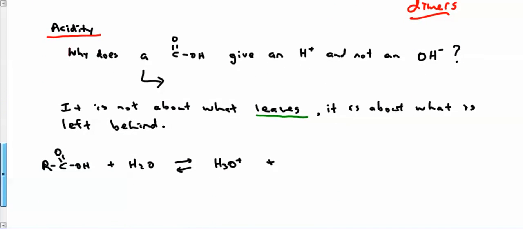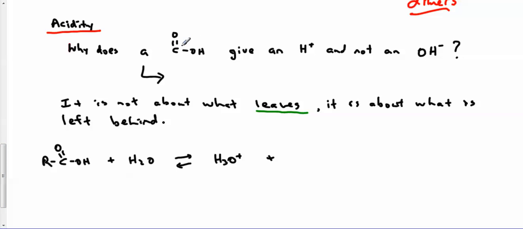Acidity. Why does a C double bond O bond OH give off this, and not the whole thing? Because often when we have molecules that have an OH in them, we immediately think that's a base, but this is actually an acid. Why does it? Because of our old friend resonance.